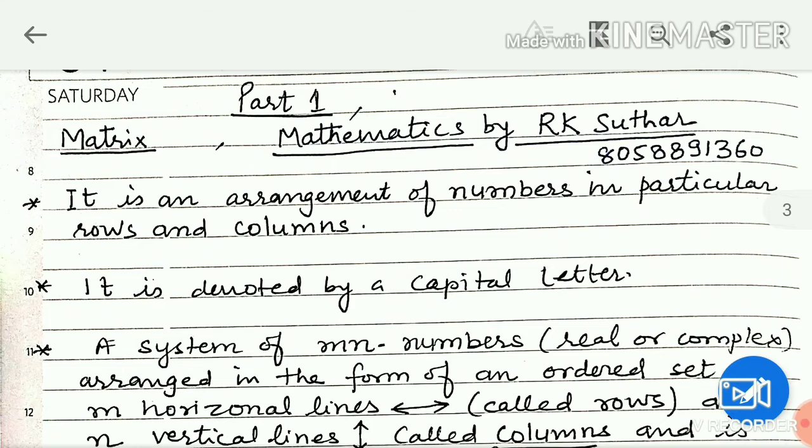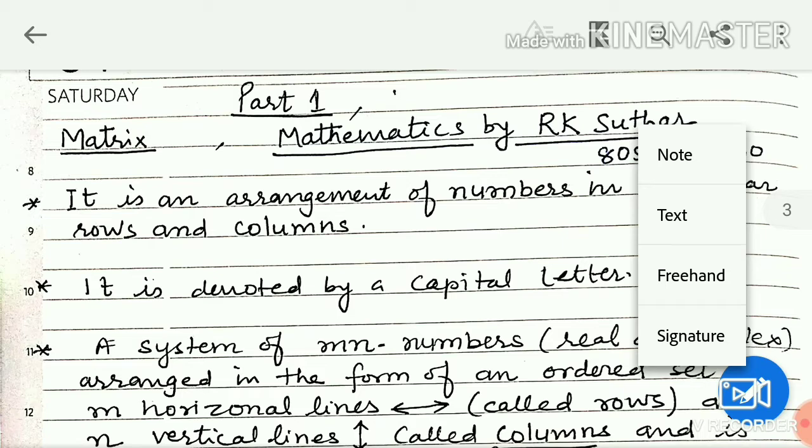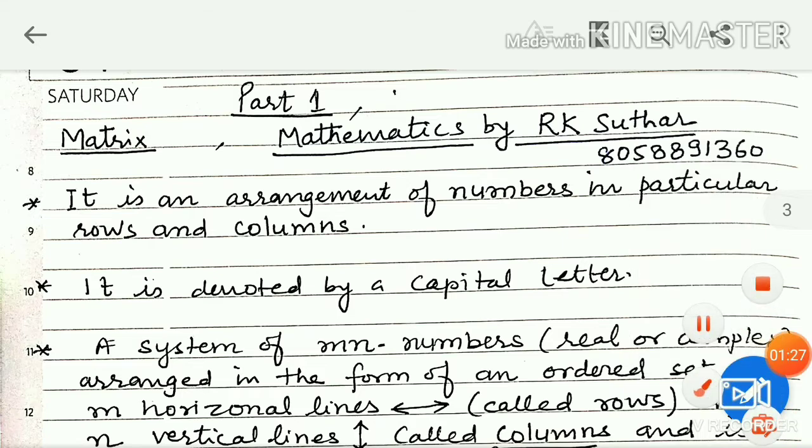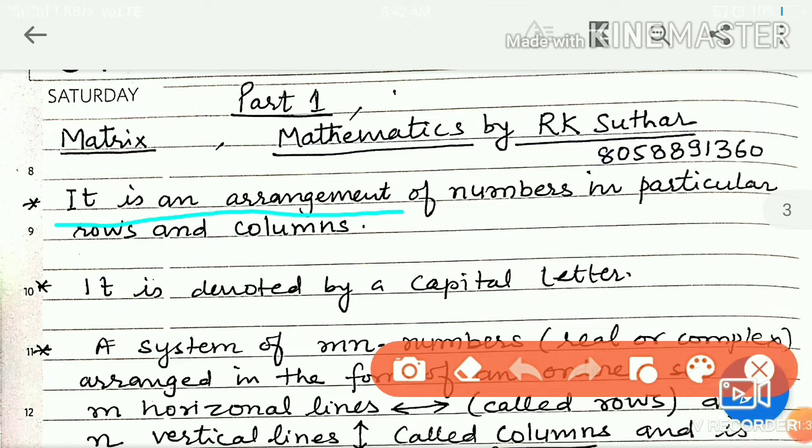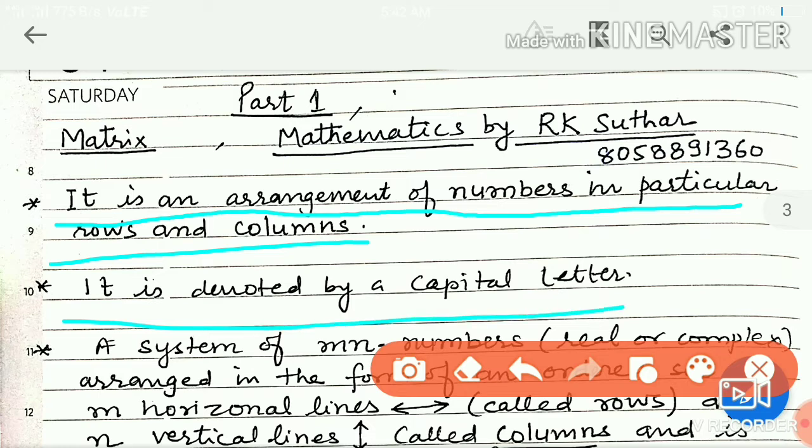Now, today we start this topic, matrices. So, what is a matrix? You have to understand that first. Look here, it is an arrangement of numbers in particular rows and columns. Here rows and columns will be there, and it is denoted by a capital letter. All matrices can be represented by a capital letter.